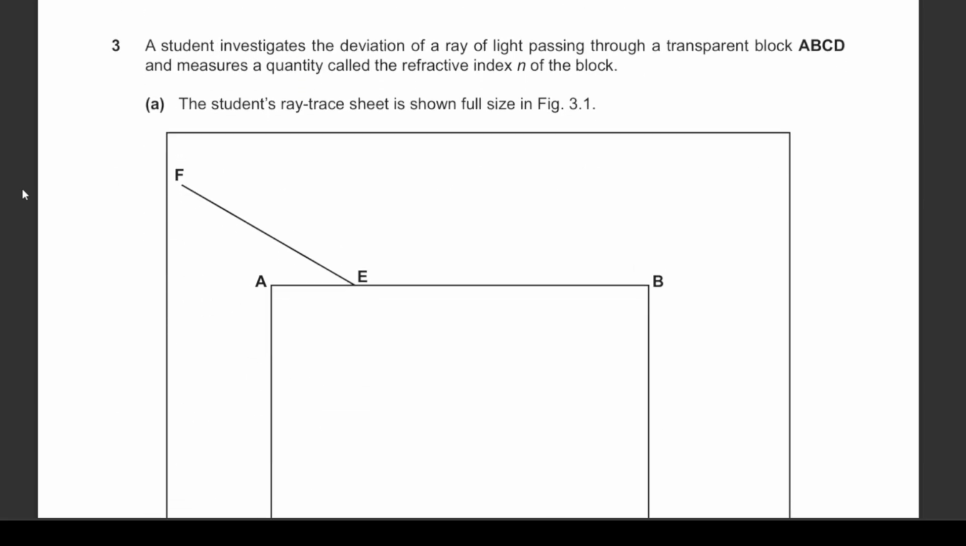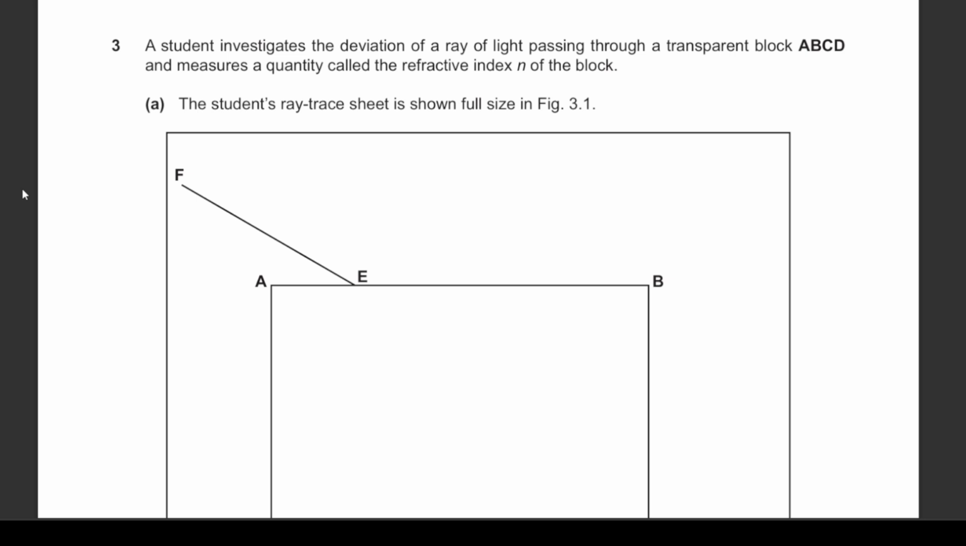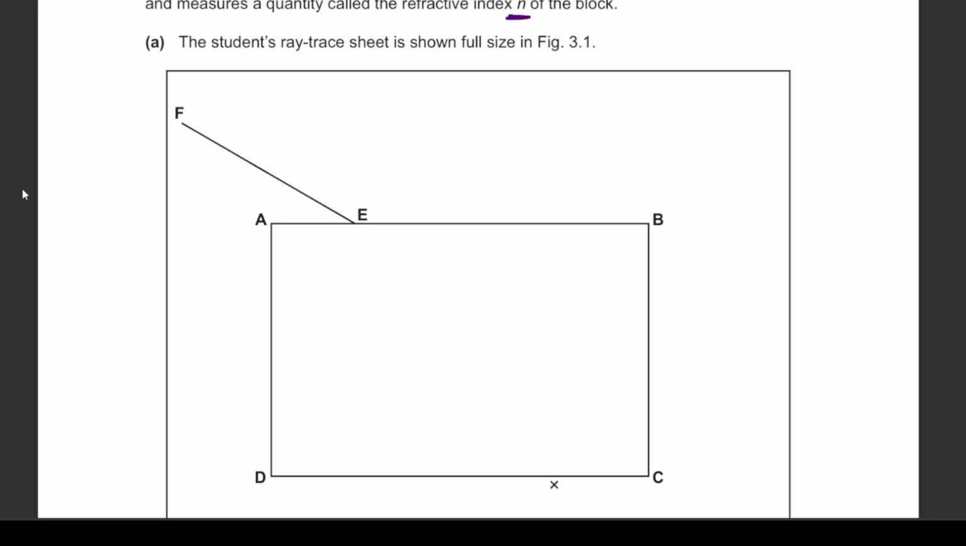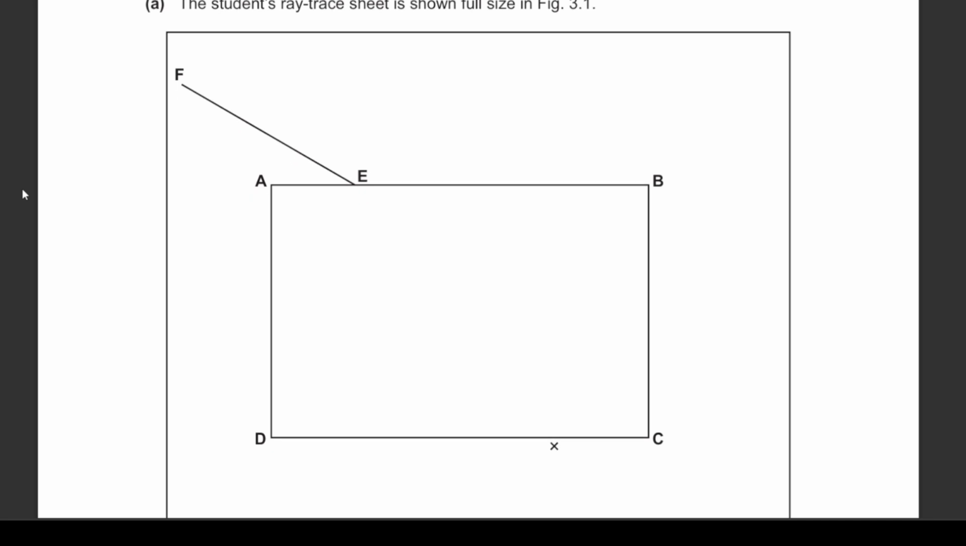Question number 3 is a bit tricky. In this question, I would advise you to do as the examiner says. Don't try to make your own light rays. Don't try to make your own physics. Don't try to do anything. Just quietly follow the examiner, what he wants you to do, and you will be fine. So he says he wants to find the refractive index. This is our target. And there's a ray sheet and there are blocks.